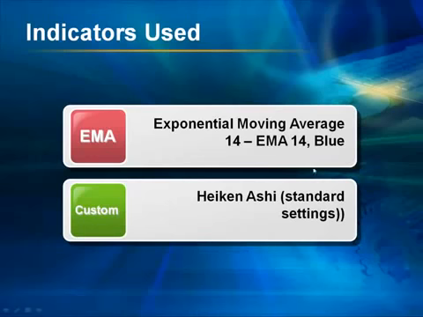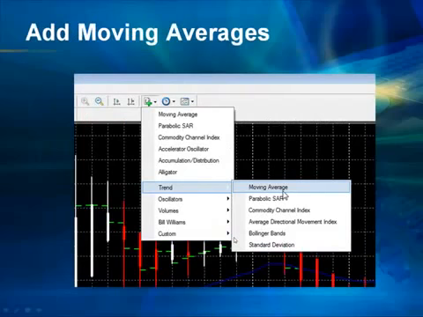We're going to use an exponential moving average. A 14-period EMA in blue color is what I'm going to add to the charts. And then we're going to use a custom indicator, or at least it's listed as custom in MetaTrader, the Heikin-Ashi indicator, and I'll show you what that is in just 1 second.